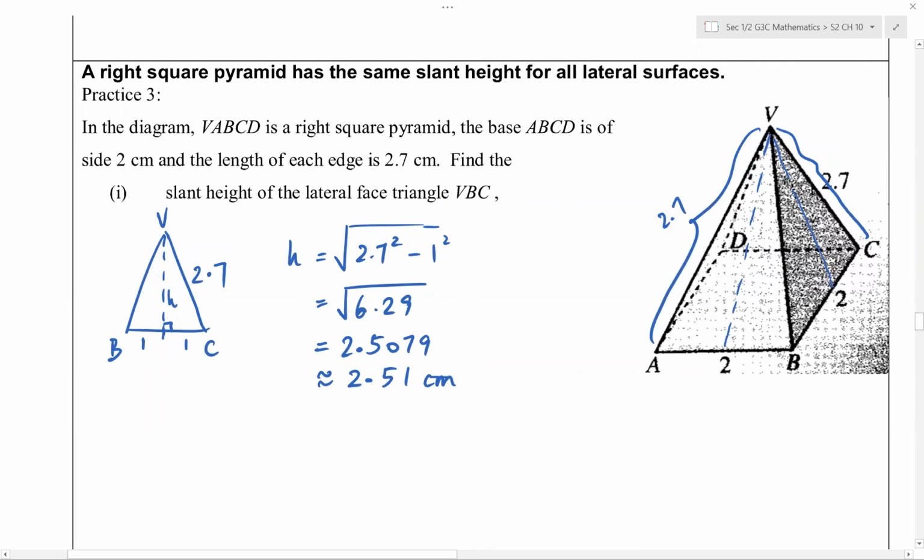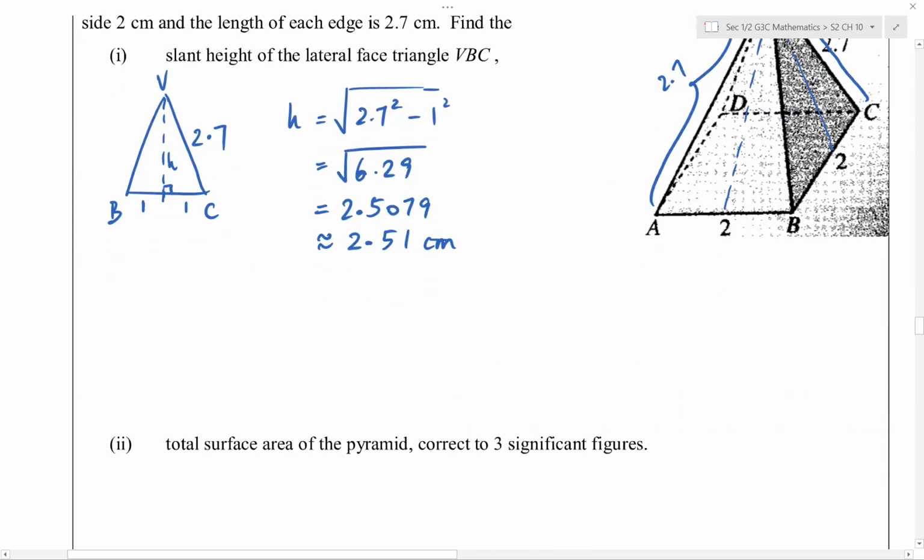Then when you have the slant height, just put it back into your triangle that you have drawn. Does it make sense? Does it make sense for the slant height to be 2.51? Does it look correct? So you should be comparing with the hypotenuse, because the hypotenuse has to be the longer side of 2.7. Anything smaller than 2.7 should be okay.